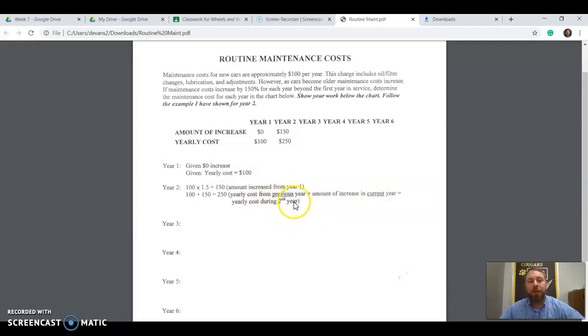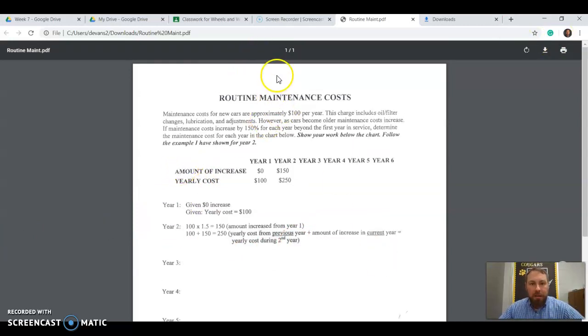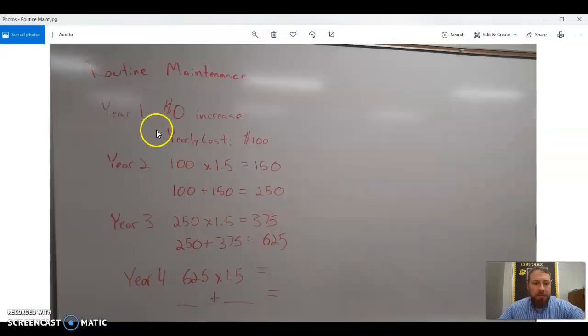All right, so I've put an example of this in Classroom as well that you can look at, and it looks like this. This is the maintenance, and I actually went all the way down to year 4 for you to just kind of help you out. So here we are again. We're taking the total cost from year 2, which was 250, multiplying it by 1.5. We get 375. We're adding that increase to the prior year's cost, and that's getting us the total for the new one. So for year 3, our total would be 625.